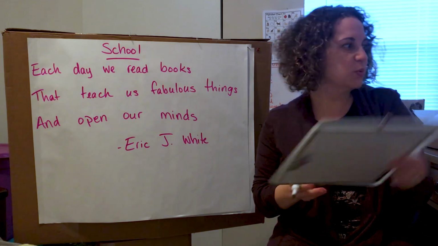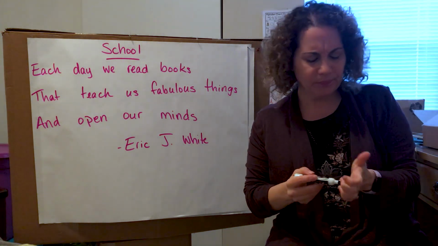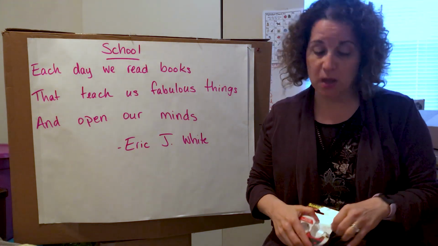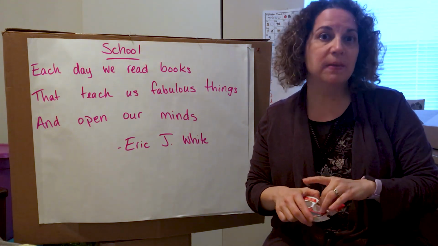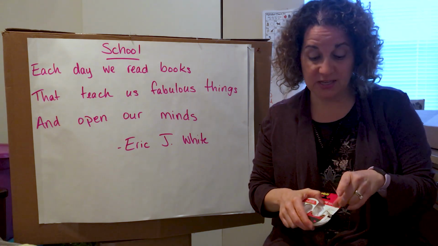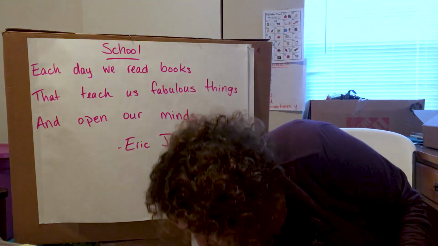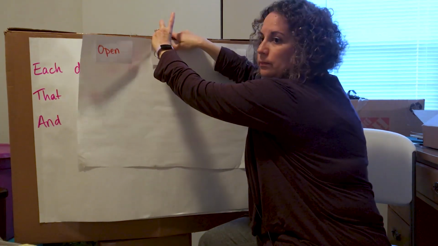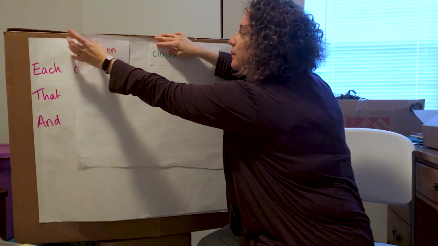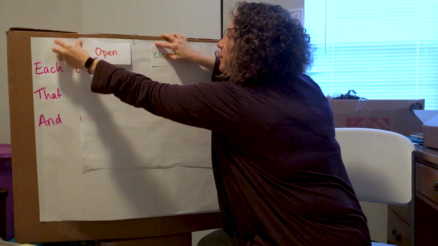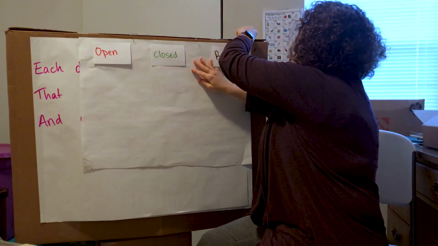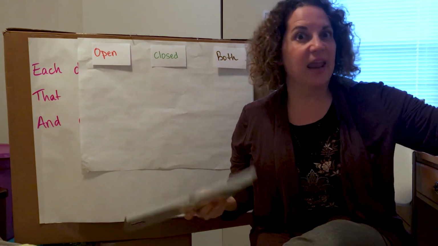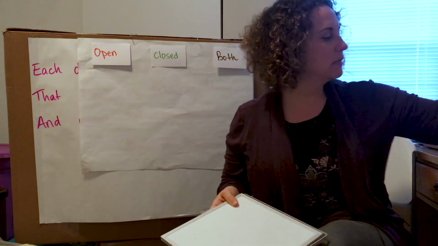So what we're going to do today is take a look at some different words and work together to decide if these are words that have examples of open syllables, examples of closed syllables, or maybe examples of both kinds of syllables in one word. All right, let me get our chart up. Okay, all right. So I have some words for us to explore today that have to do with school, since our poem was about school.